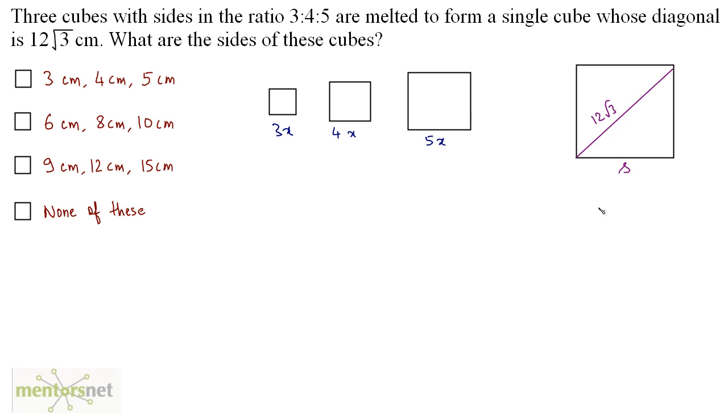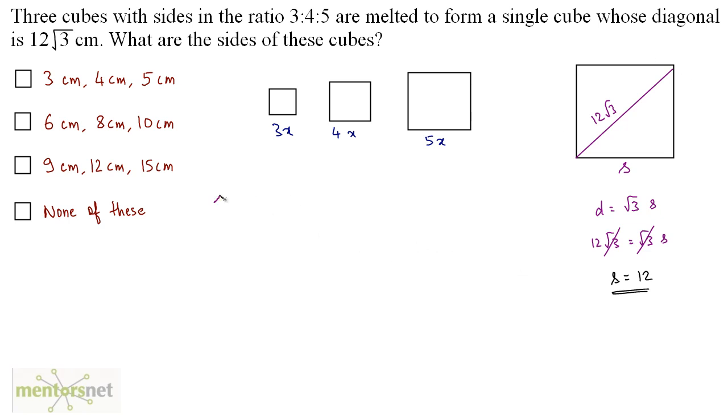Well, diagonal is equal to √3 times s, isn't it? So I can say that 12√3 is equal to √3 times s, and this √3 gets cancelled out. We have s is equal to 12. Let us keep that for future reference. Now we have been told that these 3 cubes are melted and this bigger cube is formed. So I can say that the volume of all of these 3 cubes combined will be equal to the volume of this one bigger cube, isn't it?